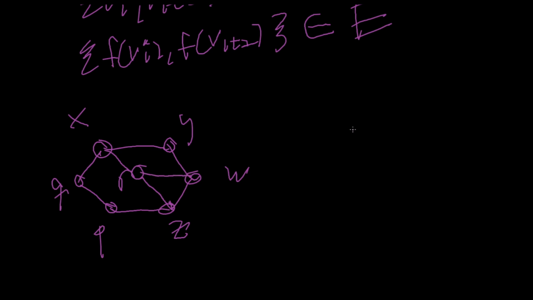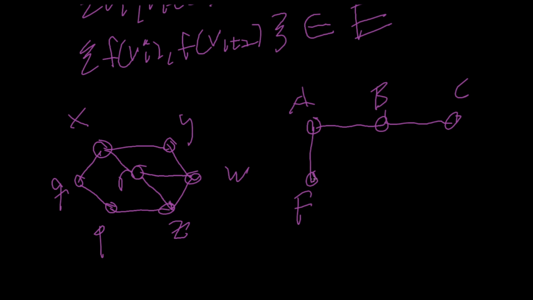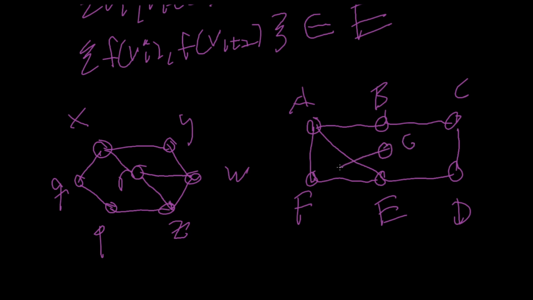And we have another graph that looks like this. We'll call this A, call this B, we'll call this C, call this vertex F, we'll call this vertex E, and we'll call this vertex D. And also there is an edge connecting A to E, and there is a vertex in the middle that we'll call G that connects both to F and to D.